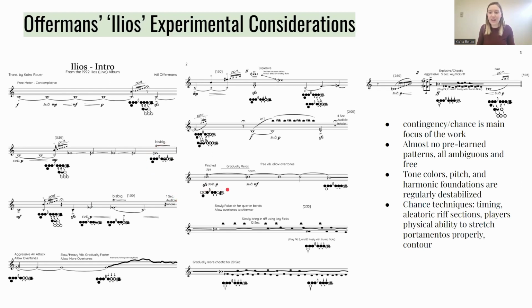Then a lot of chance techniques include timing these aleatoric riff sections. It was so weird to notate, I just would put these lines, which he uses a lot in Honami, and then just say gradually more chaotic for 20 seconds. So you might be counting, probably not if you're improvising, you're feeling it. There's also players' physical ability to stretch certain portamentos properly. Some players might have a deeper portamento ability than others because it takes a lot of coordination. So that's a physical ability, chance, contingency.